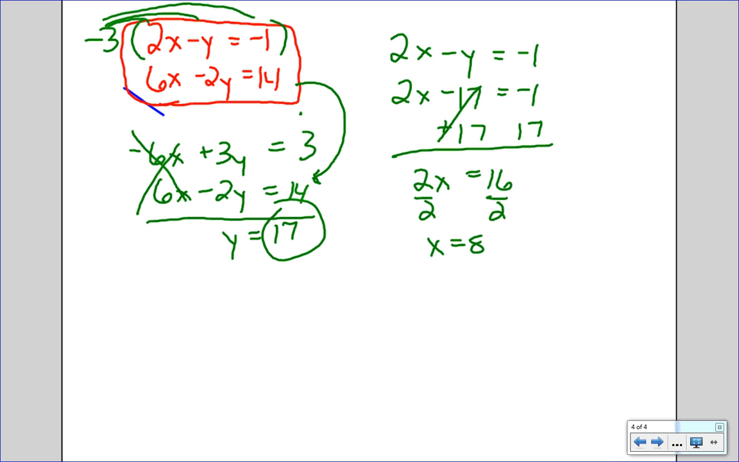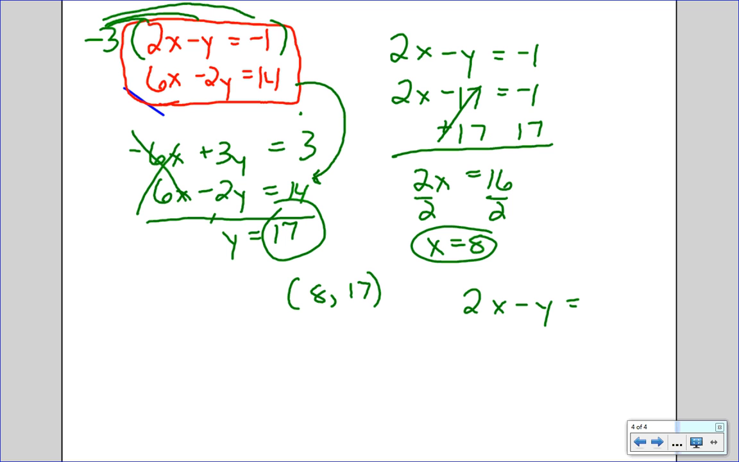X equals 8. Now, some of you may have noticed, if you happen to eliminate your x's or your y's first, I should say, you got your x equals 8 first, and then when you plugged it in, you got your y equals 17. It doesn't matter which order you do it in. Okay? You can eliminate the x or the y first. It's up to you. Finally, plug it into one of them just to make sure we did it right.